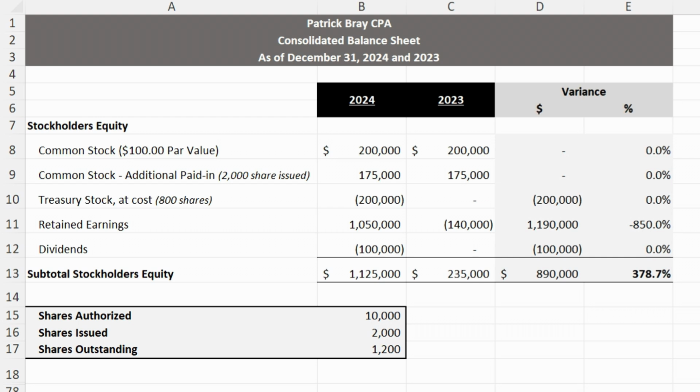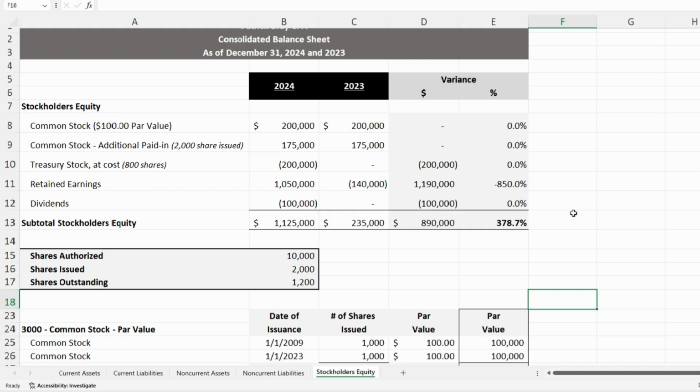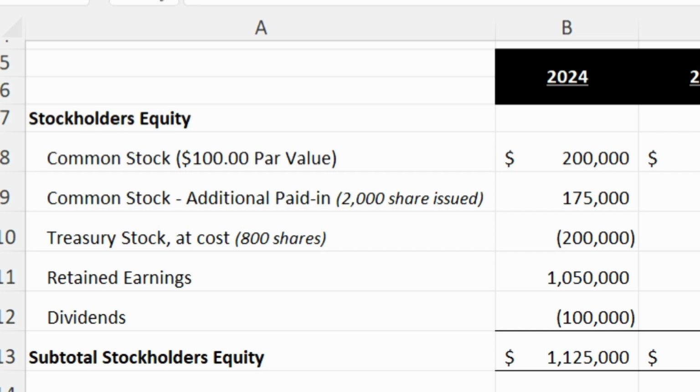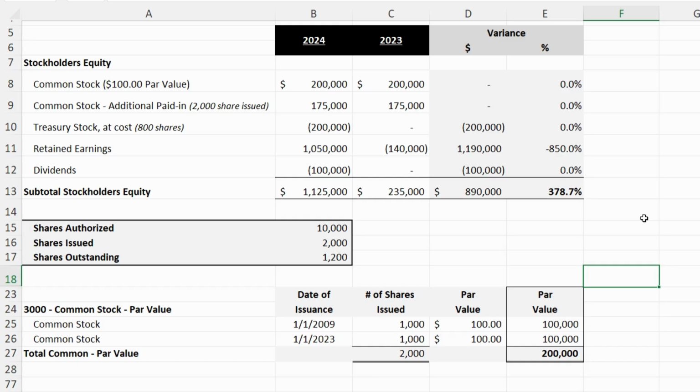So let's dive into our first category, which is common stock issued at par value. Okay, this is our 3,000 account. This is our first line item. Common stock issued at par value. With shares of stock, you have to establish a par value, which is basically the minimum value that stock can be sold or repurchased for. In this instance, we have a $100 par value. These shares of stock cannot be sold or repurchased for less than $100.